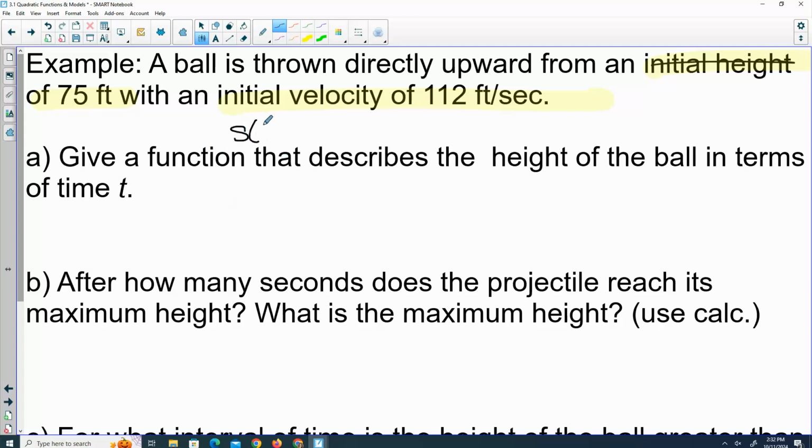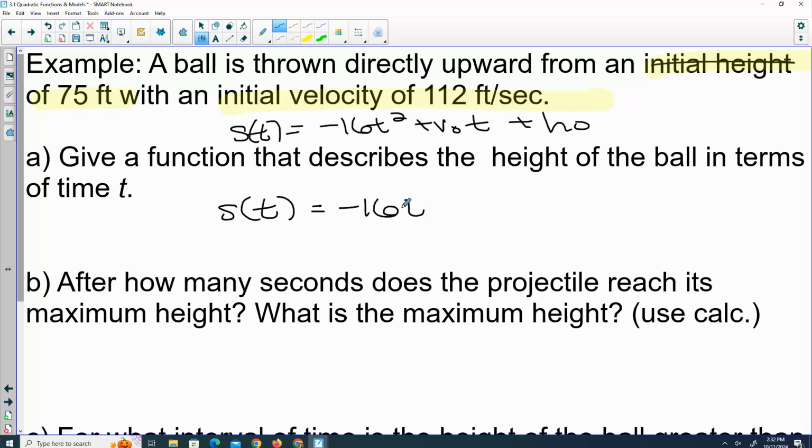So we know our function, s of t, is vertical motion, that's our height. We have -16t squared plus v sub 0 t plus h sub 0, that's what we just wrote down. All you have to do is replace the v and the h. v sub 0 is our beginning velocity. How much speed did we start with? 112. h sub 0, what height did we begin at? 75.